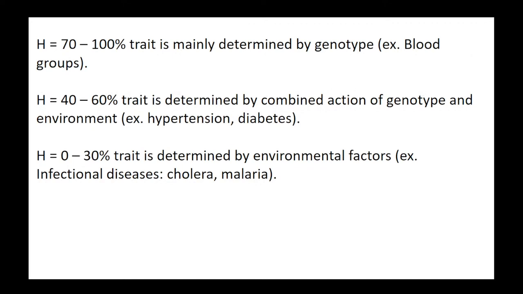The coefficient of inheritance will be less than 50% for diseases which are determined by environmental factors. These are infectious diseases such as cholera, malaria. These are diseases caused by lack of vitamins or microelements. This is rickets, goiter, and others.